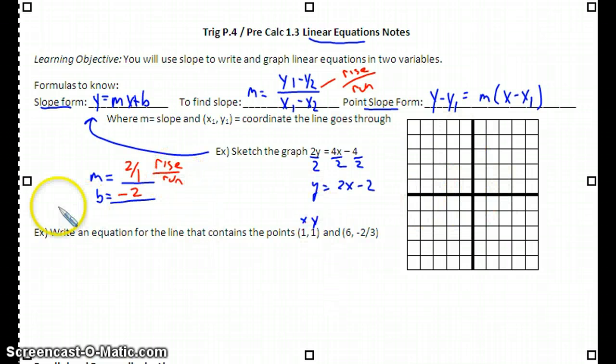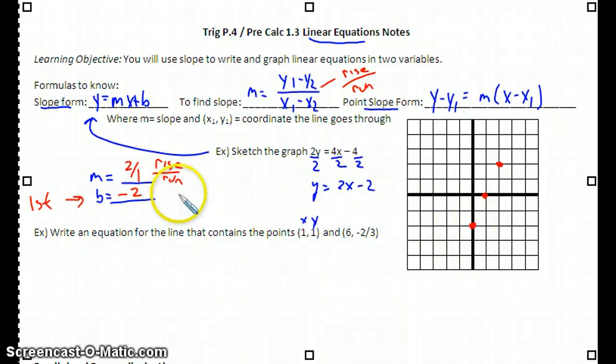So we're going to come over here, and you always want to plot the b first. And it has to go on the y-axis. So you're going to go down to negative 2 and put a dot. And then from there, because that's my y-intercept, I do a rise of up 2 and a run of 1. Because they're both positive, I went up and right. Do that again, up 2 and over 1. And usually when you get 3 dots, that's enough to stop and you can actually draw your line.